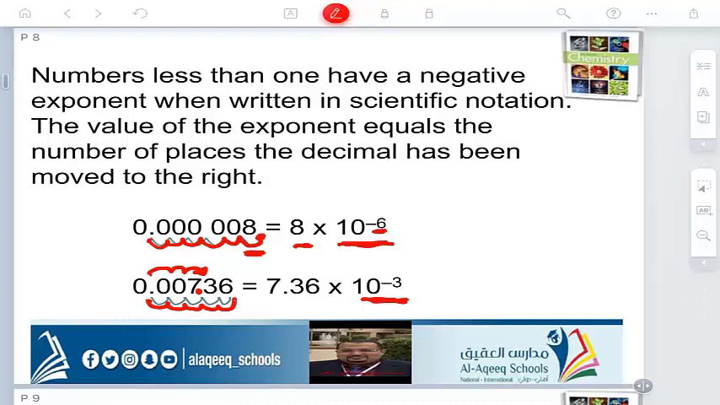And the number here is 7.36, to make the coefficient between 1 and 10.